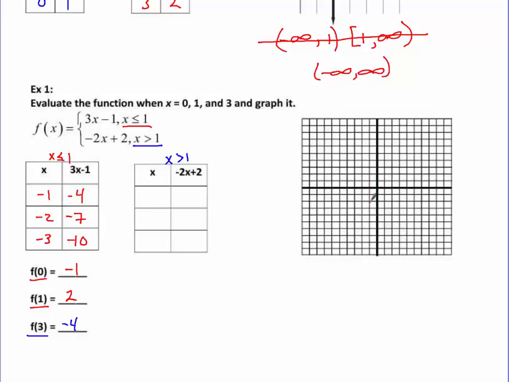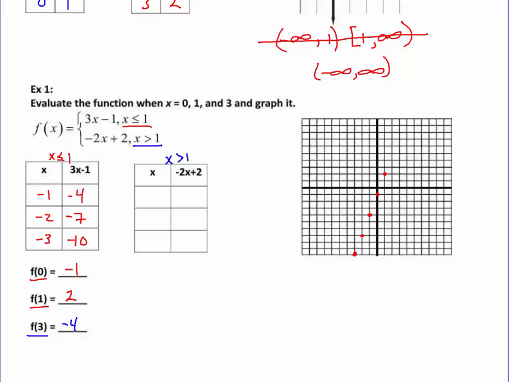Negative 1, negative 4 right there, negative 2, negative 7, and then negative 3, negative 10 right there. And we also have 0 and negative 1, so we know that's a point. And we have 1, 2, so 1, 2, also a point.